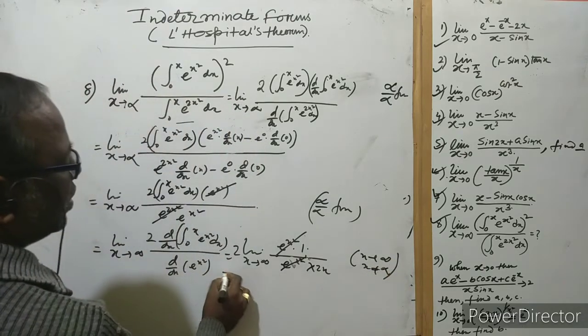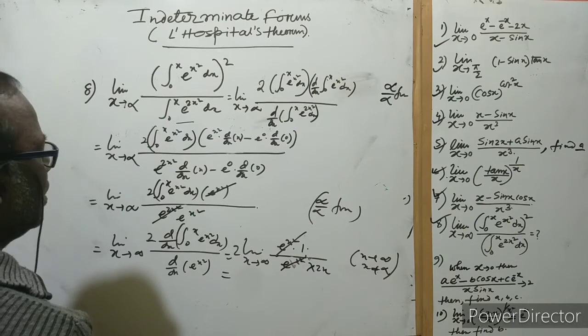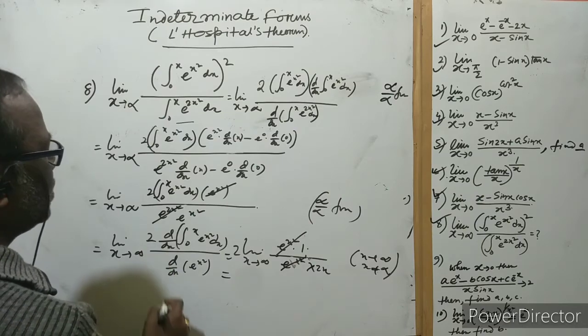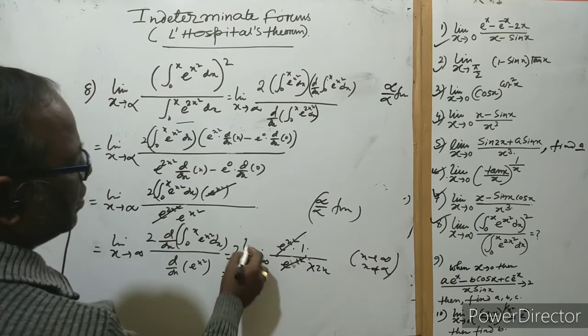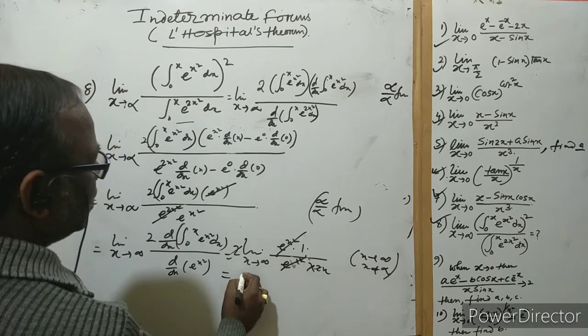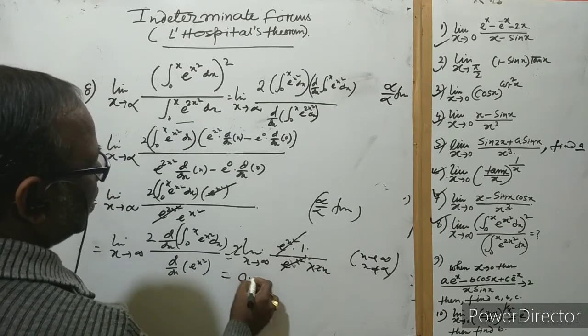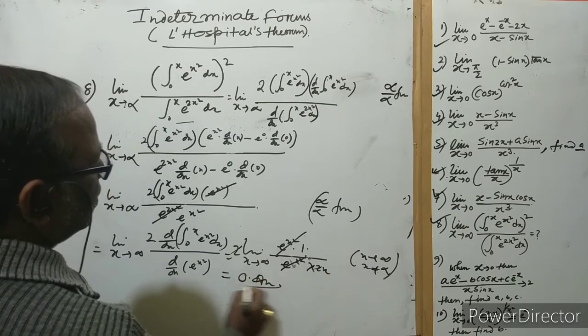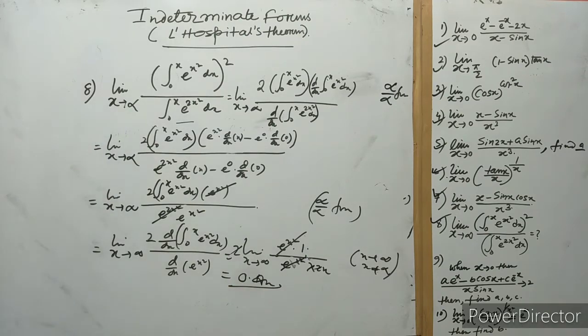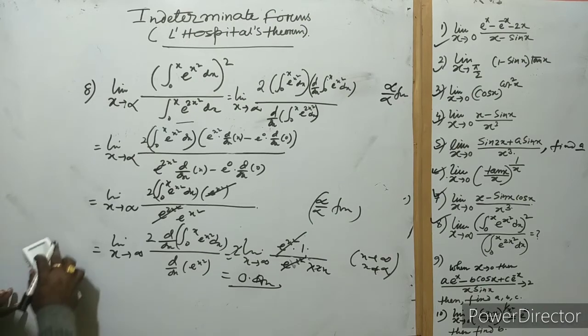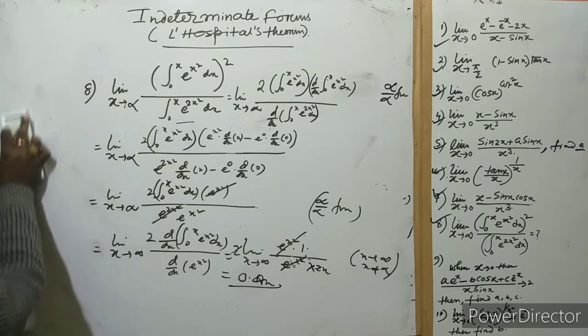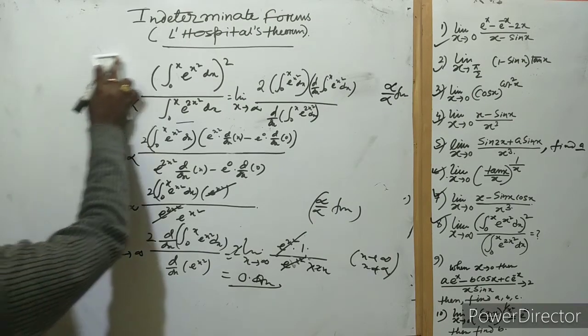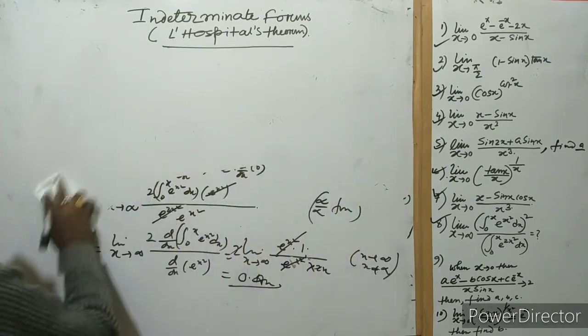Then there is 2x. The 2s are cancelled. This is 1 by infinity, which means 0, a big number in the denominator. This is the answer. See, this is question number 8 here. Now see carefully, a very interesting question.